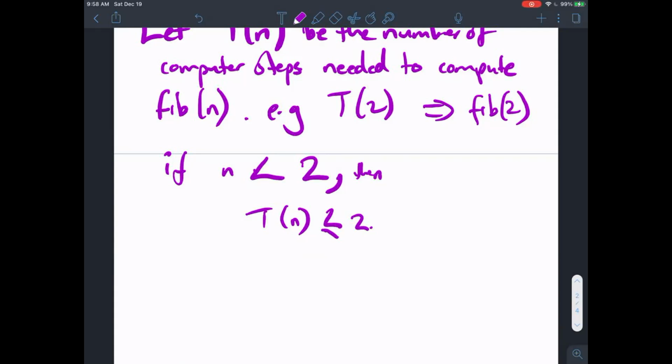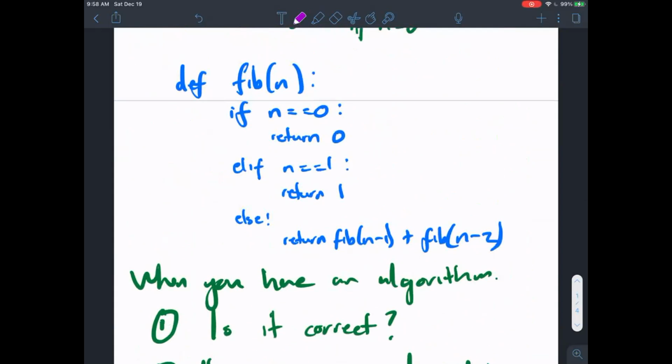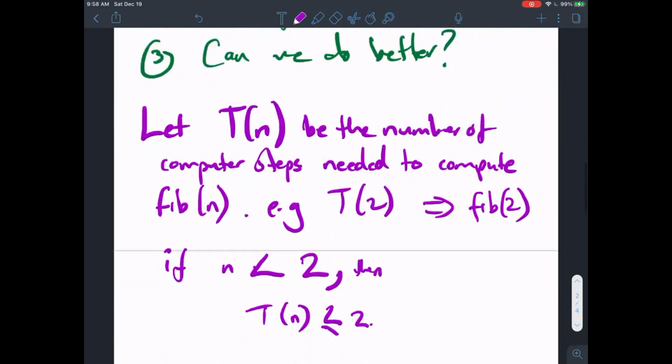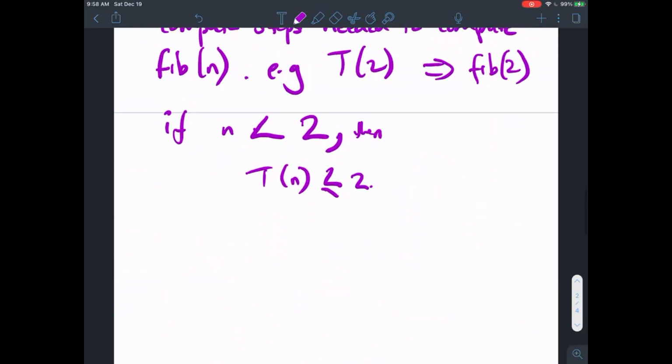The number of steps is trivial, because our program just stops immediately. It gets n, does this check and comparison, and then returns. So we get nothing interesting from there. But now, what happens for larger values of n, since we have two recursive invocations of the Fib function?